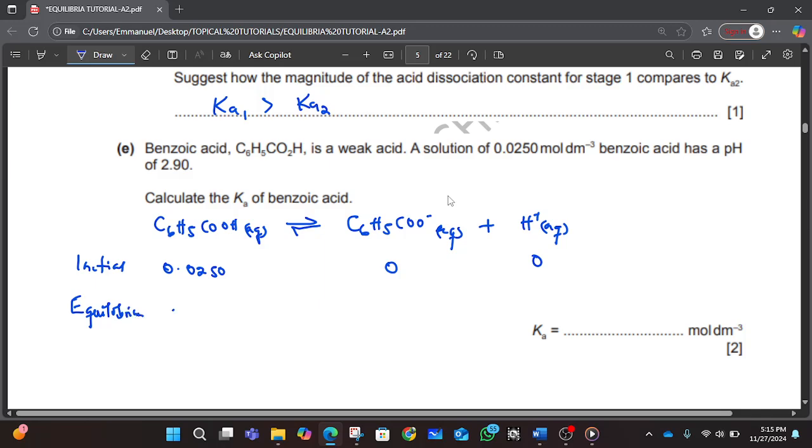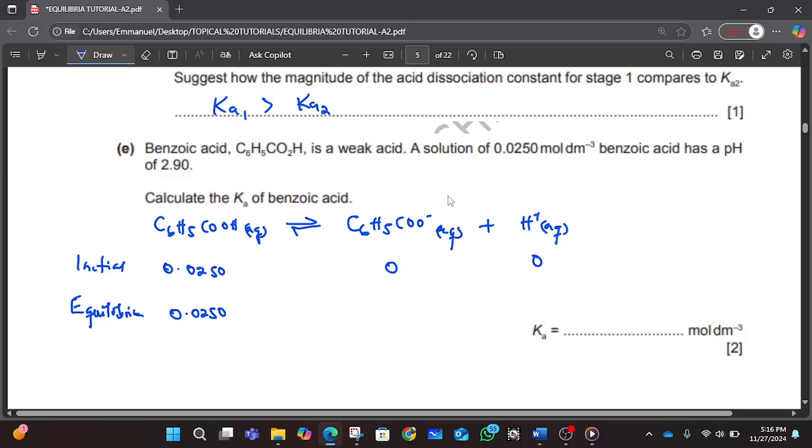But at equilibrium, the concentration of benzoic acid will still be 0.0250 mole per decimeter cube, since whatever is ionizing to give the ions is very insignificant. And so because of that, we just assume that almost nothing has really gone out of this.